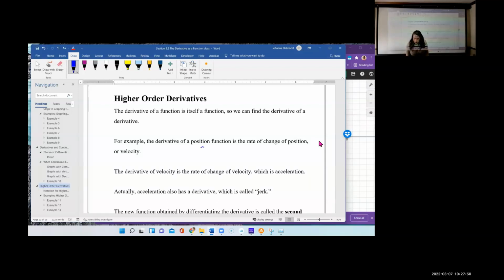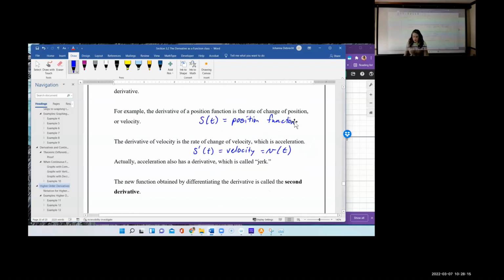So if you want to let your position function be s of t, and this is your position function, then the derivative of s of t is velocity, which we usually write as v of t, all right? Now, velocity also has a derivative, which is acceleration. So the derivative of velocity is acceleration.